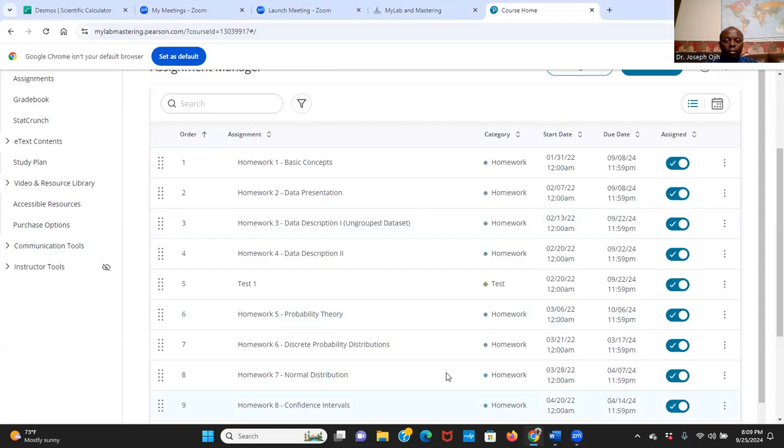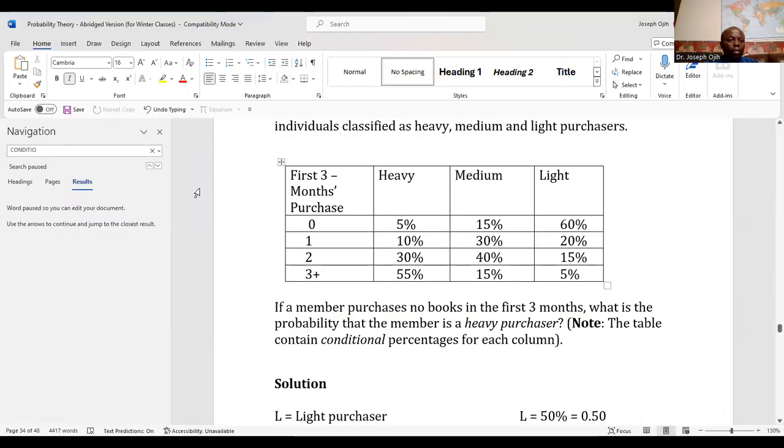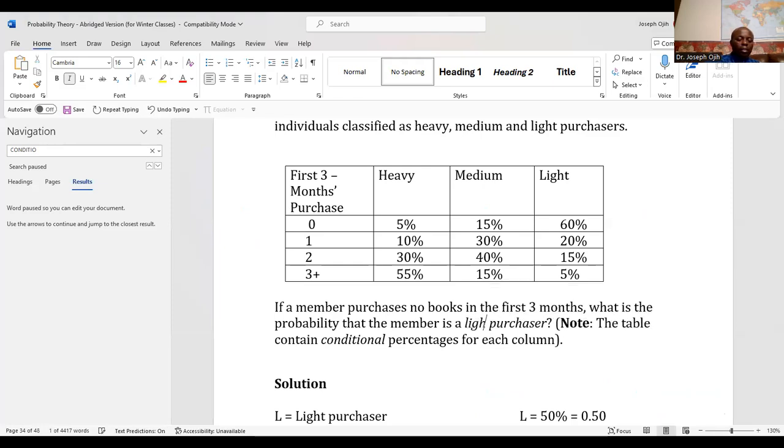Having said that, I'll come back to this place. Okay. Change this to light here. It was light before. All right.